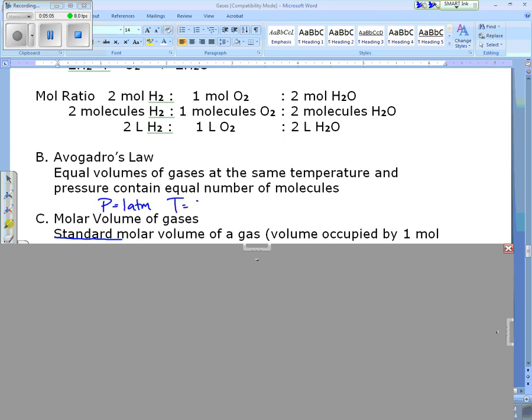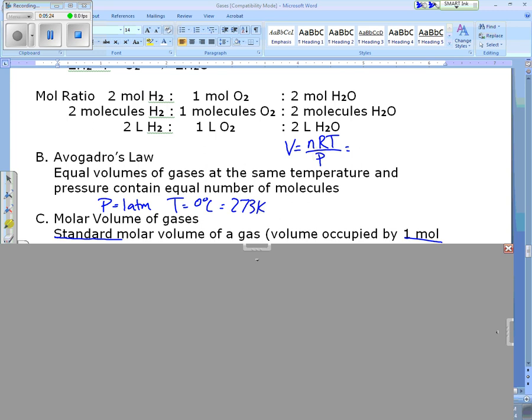And temperature is 0 degrees C, but of course in any gas law it has to be in Kelvin, 273 Kelvin. So if we're dealing with just 1 mole of a substance, we can figure out that volume. You can use PV equals nRT. We'll just solve for V. So that's nRT over pressure.